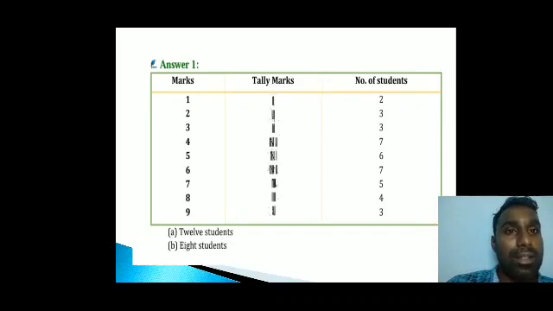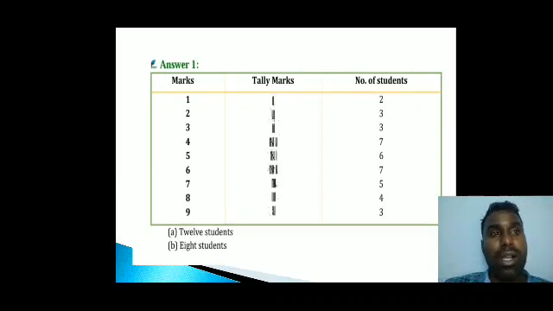And 6 marks, that means 6 marks overall is obtained by 7 students. So 7 students means 1 2 3 4 5 6 and 7. And 7 marks overall, getting means, totally 5.